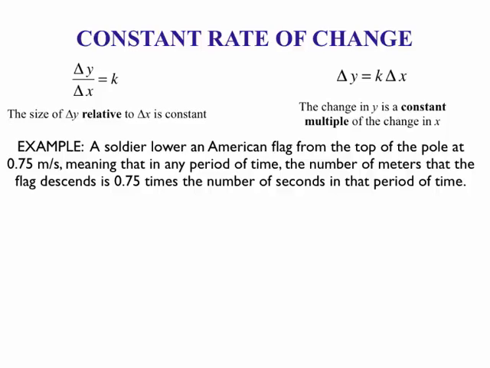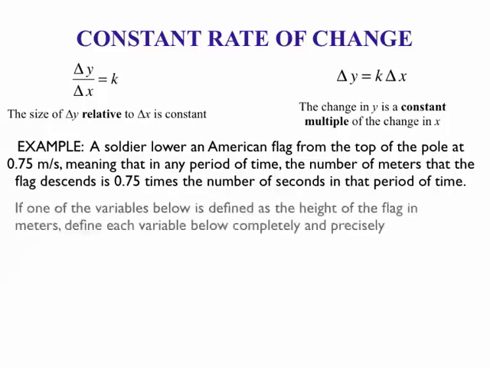Soldier lowers an American flag from the top of the pole at 0.75 meters per second, meaning that in any period of time, the number of meters that the flag descends is 0.75 times the number of seconds in that period of time. Okay? So if it's descending at 0.75 meters per second, that means that in any period of time, the number of meters that it descends is 0.75 times that amount of time. See that? That's what that means.